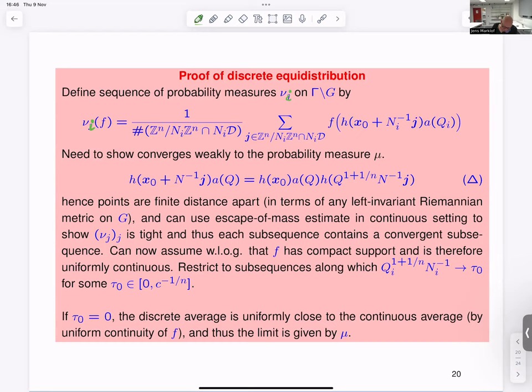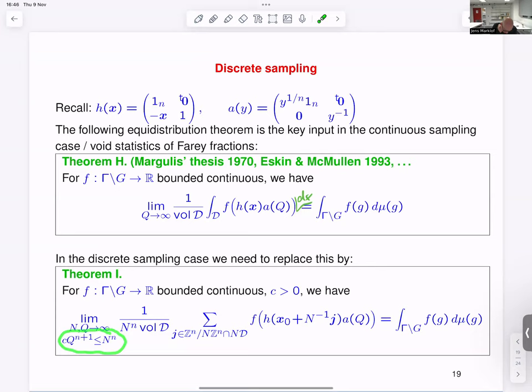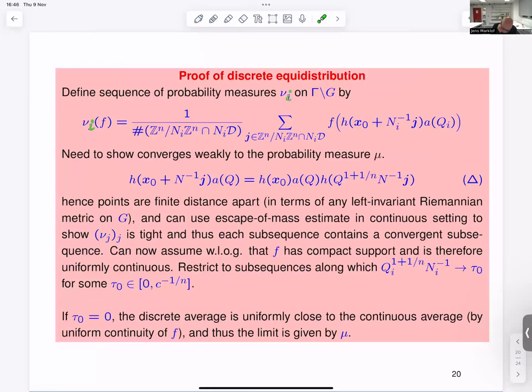Now, the key observation is that we have a very nice commutation relation here where we can commute through the H and the A. So again, that's very simple linear algebra, but what happens here is that the object that I'm interested in, which is the x_0 plus N to the minus one j, I'll take this part here and I commute it through and you get exactly this thing, okay? So why is this important? Well, you've seen in my theorem that I had this assumption here that q_{n+1} has to be less or equal to n to the power n. And you see here why this is important, because then this thing here will be of constant or decreasing order.